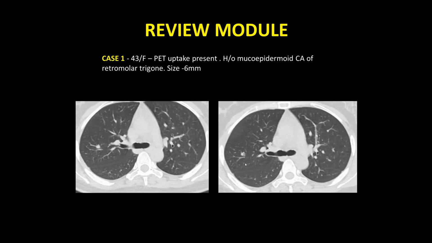Right. So this is a 43-year-old lady who had a history of mucoepidermal carcinoma of the retromolar trigone. During evaluation of that, a PET CT was done and there was this nodule of size 6 mm which had PET uptake. So what are the things you could think of? What are the differentials you can consider?